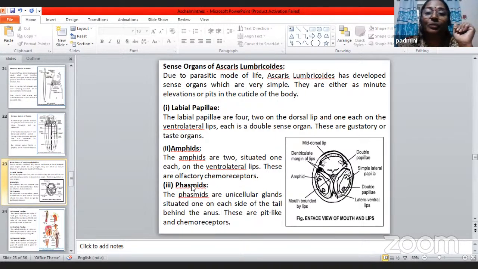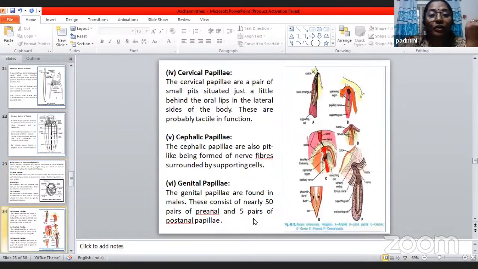Phasmids. Where is a phasmid present? It is present at the cloaca or the tail end of the nematode. So these phasmids are unicellular glands, single cell glands situated on either side of the tail, and they are pit-like. And of course, what is the function? They are also chemoreceptors.